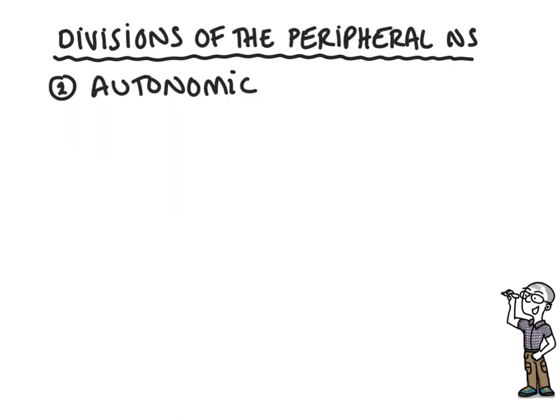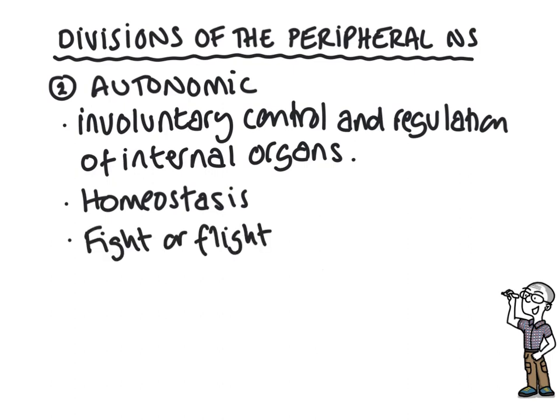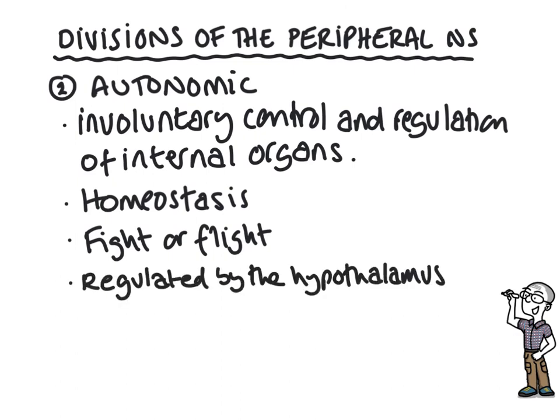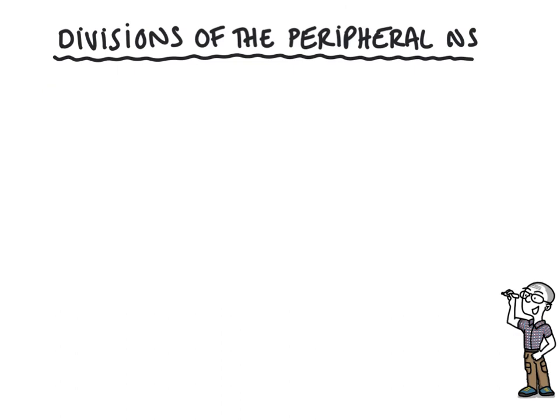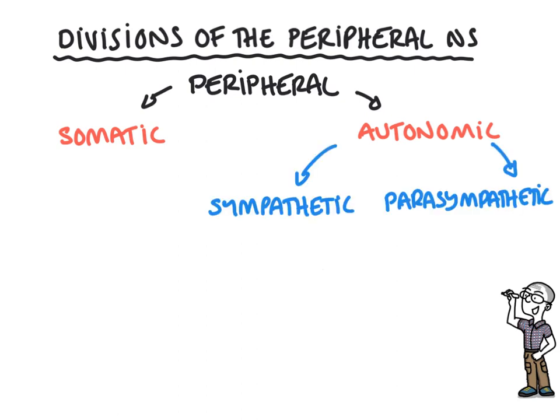system. The autonomic nervous system is responsible for the control and regulation of internal organs and the management of our internal environment through things like homeostasis and the response to demands like fight or flight. The autonomic nervous system is ultimately regulated by the hypothalamus. So, we've divided the peripheral nervous system up into somatic and autonomic, but there's one last division we need to look at, and that is that we can divide the autonomic nervous system up again into sympathetic and parasympathetic nerves.